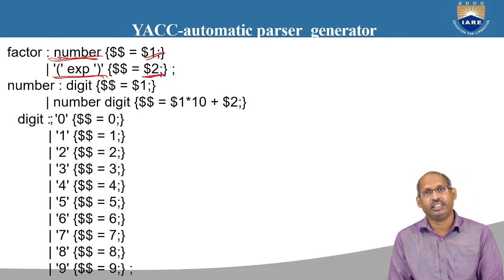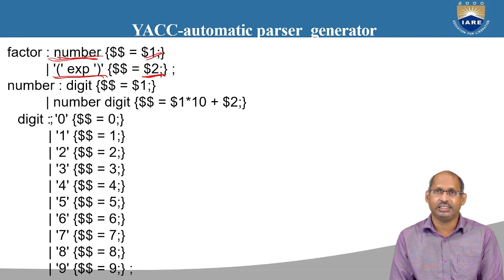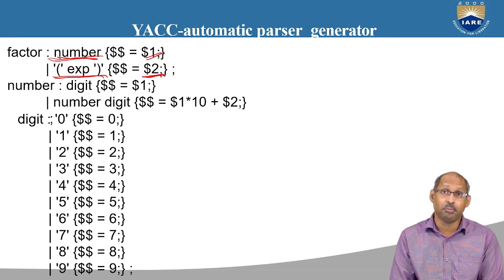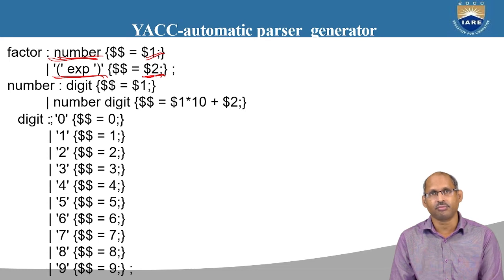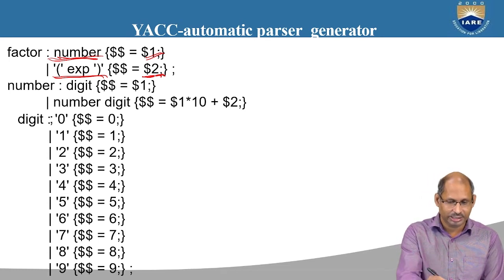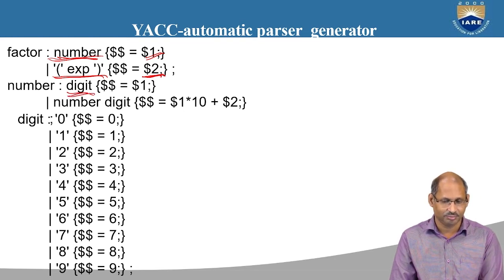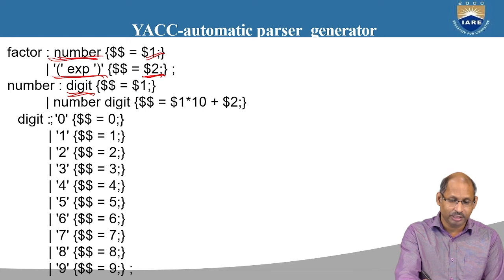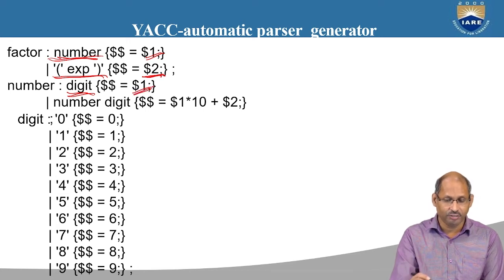Right? So factor is a number itself. Otherwise, it might be a recursive parenthesized expression. So that is the value of the second element. What is a number? Number is a digit. Number might be digit. It simply returns the value of the first element.